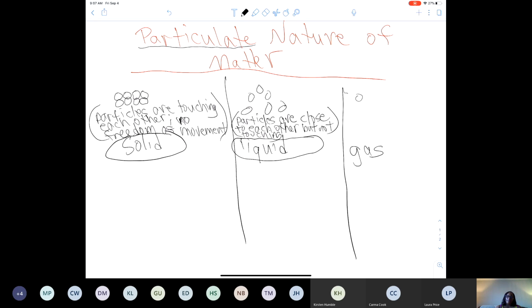On the other hand, the particles of a gas are in a random arrangement. They're not in any type of structured or ordered pattern. But they are not close to each other. These particles are spread far apart. So they have complete freedom of movement. And so I draw the little arrows to indicate that they have complete freedom of movement.